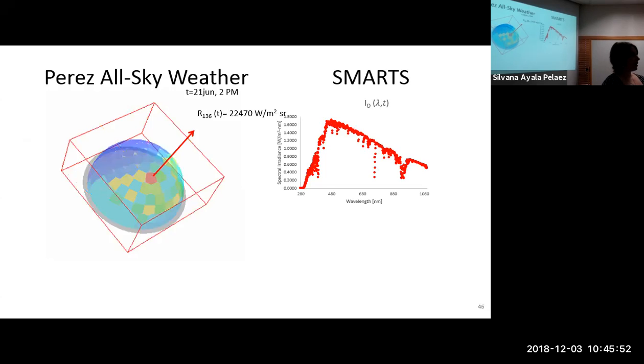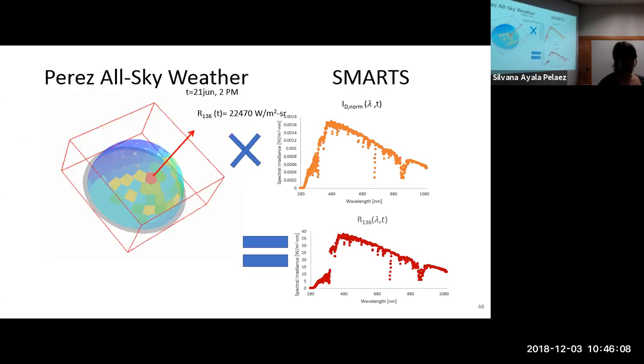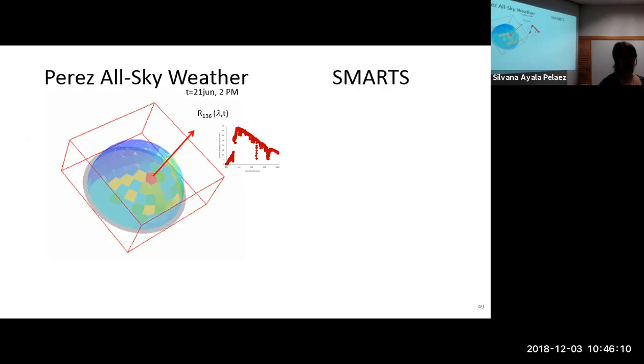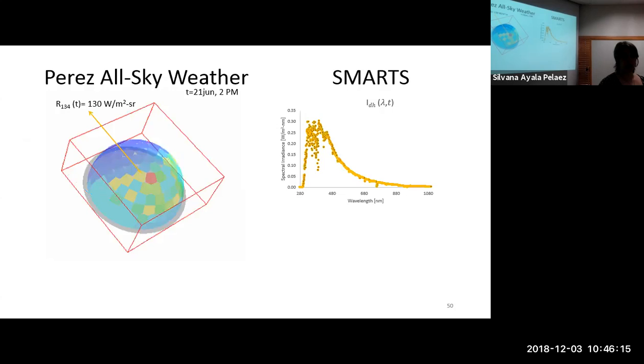And then we use SMARTS to calculate the spectra. We calculate what the irradiance is for that spectra, and we normalize it. So now we have a normalized spectra. And then we multiply this by the value of the patch, and then we get a distribution of spectra for that patch. And we can do the same for diffuse. We know what the value of diffuse is for every single patch for one particular time. We have the spectra. We integrate, and we normalize.